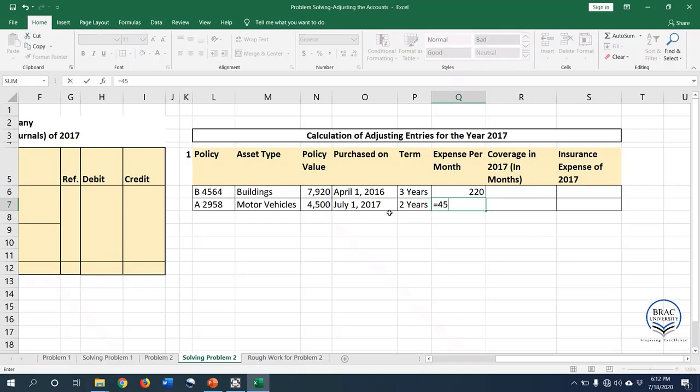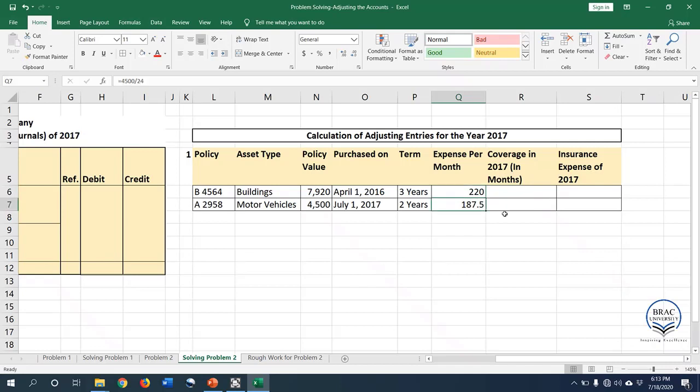4,500. And for how many months have we paid the insurance premium? 2 years or 24 months. So if I divide it by 24, I'll get 187.5. What does it mean? This is the insurance expense per month for these two different policies. For policy A, the expense per month is 220. For policy B, the per month expense is 187.5.